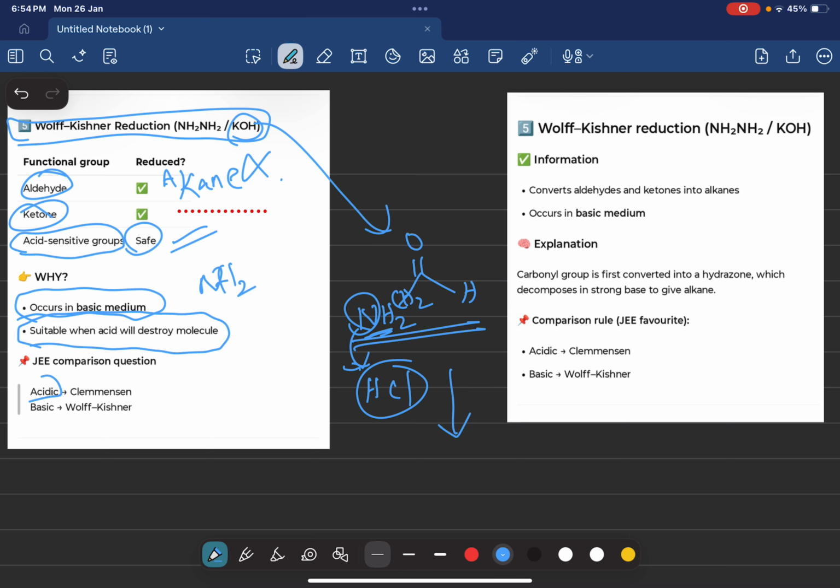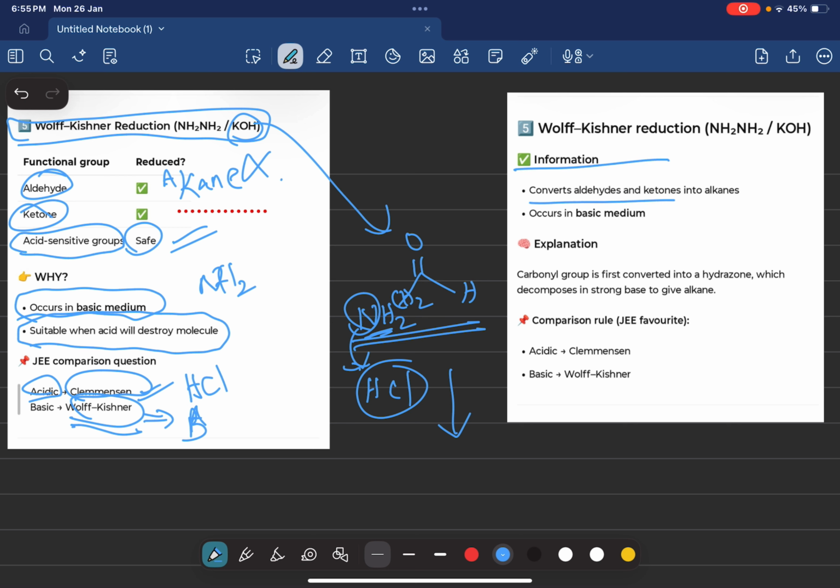So if acid sensitive groups are there, Wolff-Kishner is preferable. If base sensitive groups are there, Clemmensen reduction is preferable. Clemmensen reduction is also called acidic reduction because HCl is used. Wolff-Kishner reduction we can call basic reduction. Okay, so these are the important areas from which questions are possible.